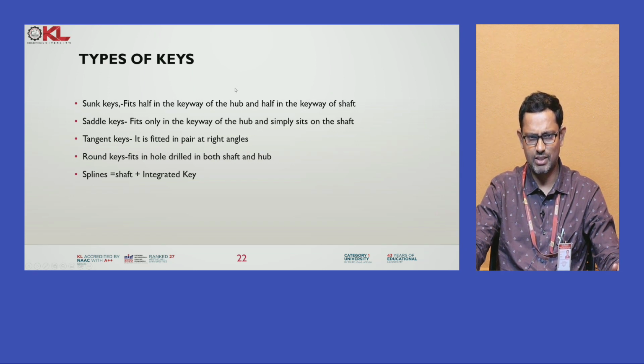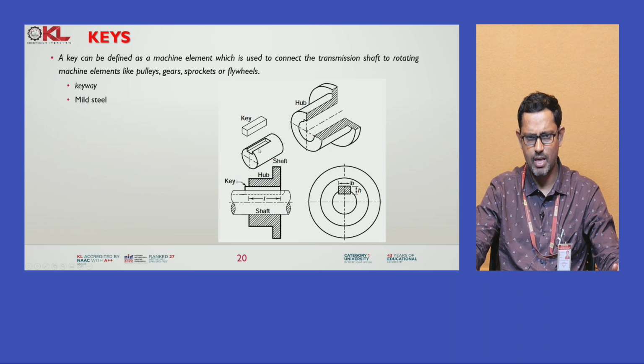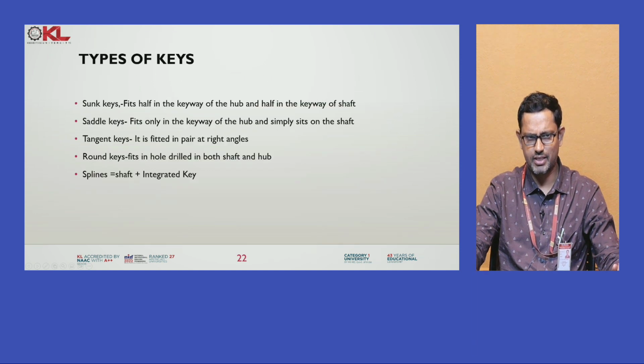That means whatever keyway we make like this, half will sit inside the shaft and the other half will sit inside the hub. Such keys we call sunk keys. Whereas the saddle key fits only in the keyway of the hub. It simply sits on the shaft. That means it won't fit onto the shaft; the groove will be only on the hub. For such applications we will be using saddle keys.